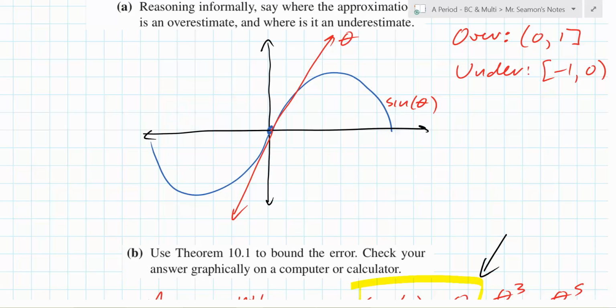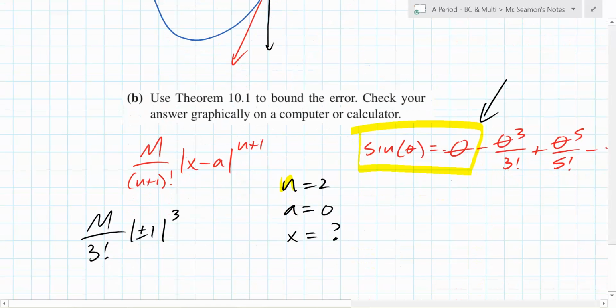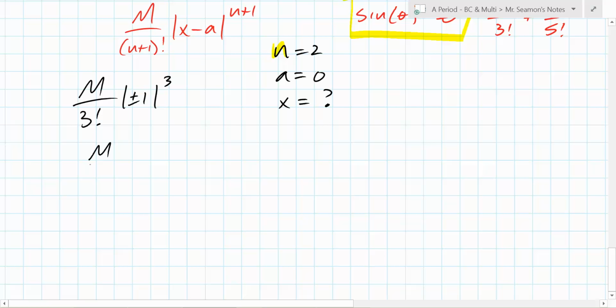This is symmetric over the origin, so this distance here is going to be the same distance as this distance here. That's what I'm saying. So now when you do this, you've gotten it down to just needing the m value, and it's m over 6. You with me so far?